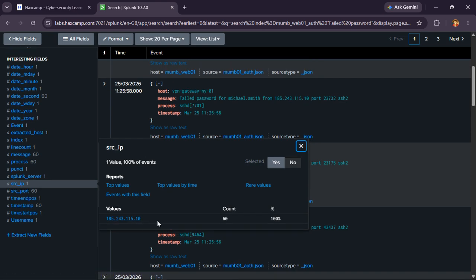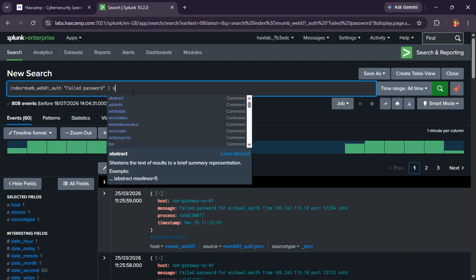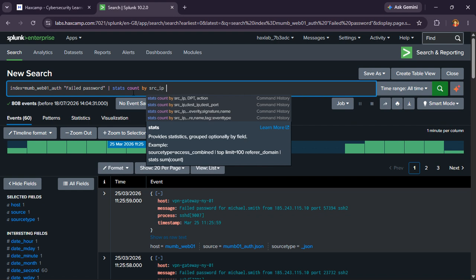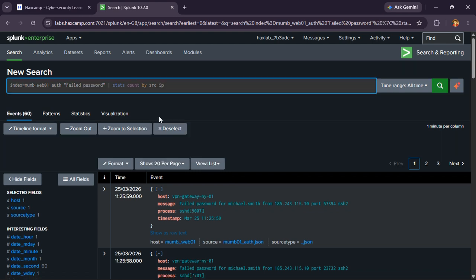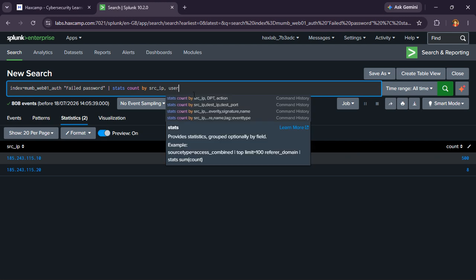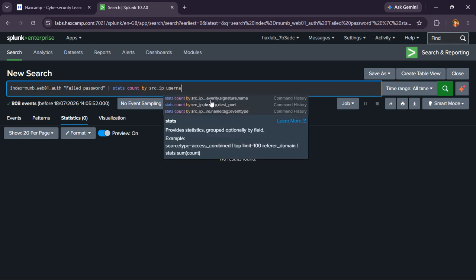From here we can identify the IP, or we can also use a query: stats count by src_ip. So we get here the src_ip and the count. Also we can include a username, which is mentioned here. Okay, sorry. Source count from the username.